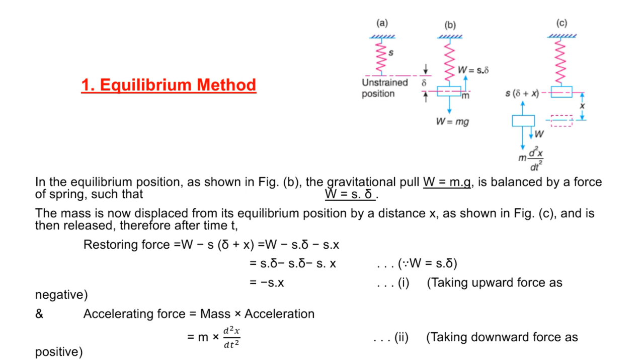Now, this restoring force is opposed by one accelerating force. Accelerating force in downward direction is mass into acceleration, m into d2x by dt square. If x is displacement, then d2x by dt square, the second order derivative of that displacement, will be acceleration. Therefore, mass into acceleration will be accelerating force. Call it equation number 2.